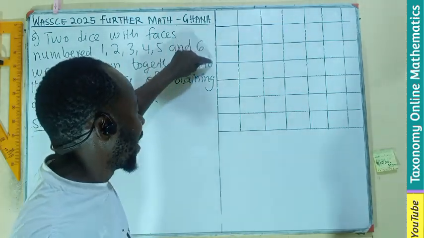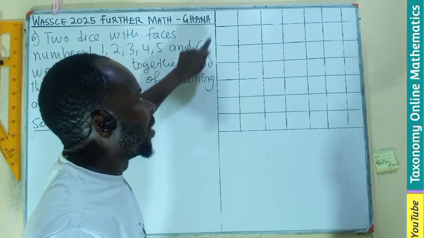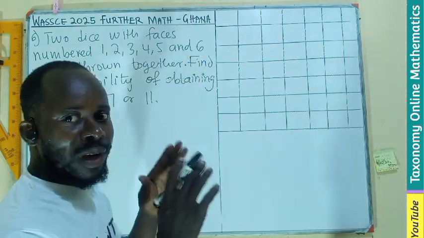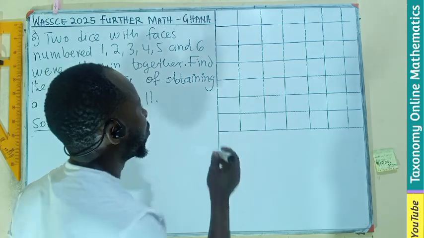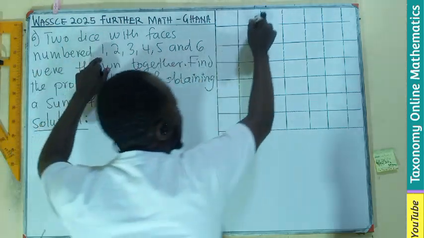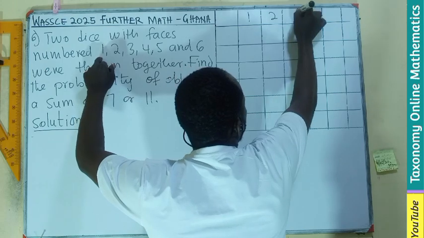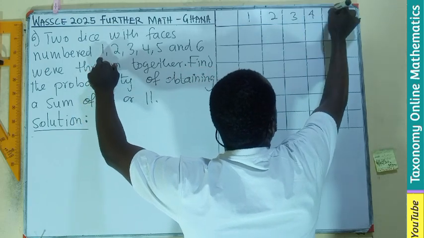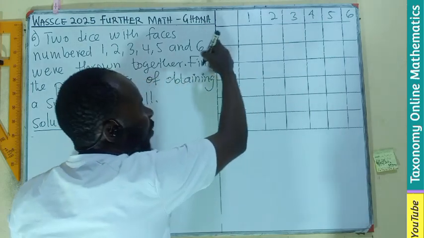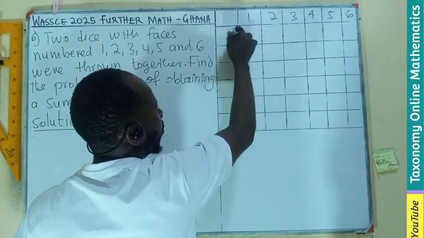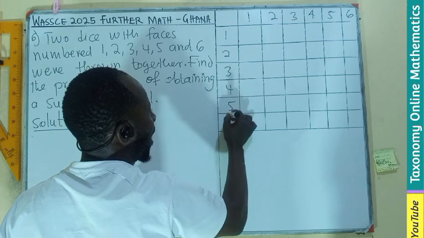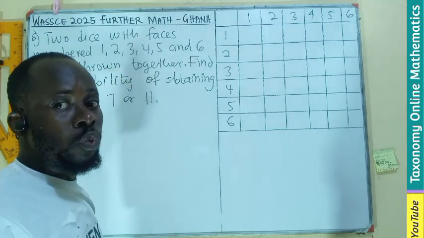So you write here dice 1, and at the top dice 2. I don't have the luxury of space. Now the numbers on the dice are labeled 1, 2, 3, 4, 5, 6. That is for dice 1 if I'm using the top. Then 1, 2, 3, 4, 5, 6 for dice 2.